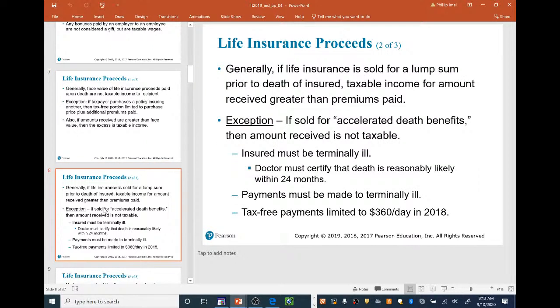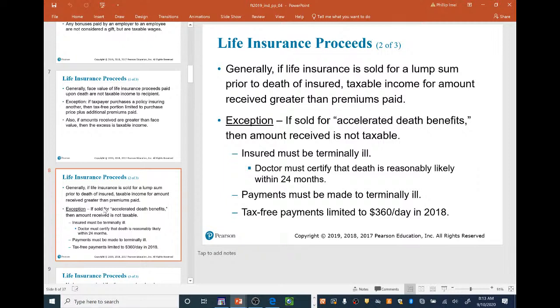Now it says here, if life insurance is sold for a lump sum prior to death of the insured, then there is taxable income for the amount received greater than premiums paid. So once again, if you receive money greater than the amount of the premiums paid, then that's going to be considered taxable. There's an exception to this rule. If sold for accelerated death benefits, then the amount received is not taxable.